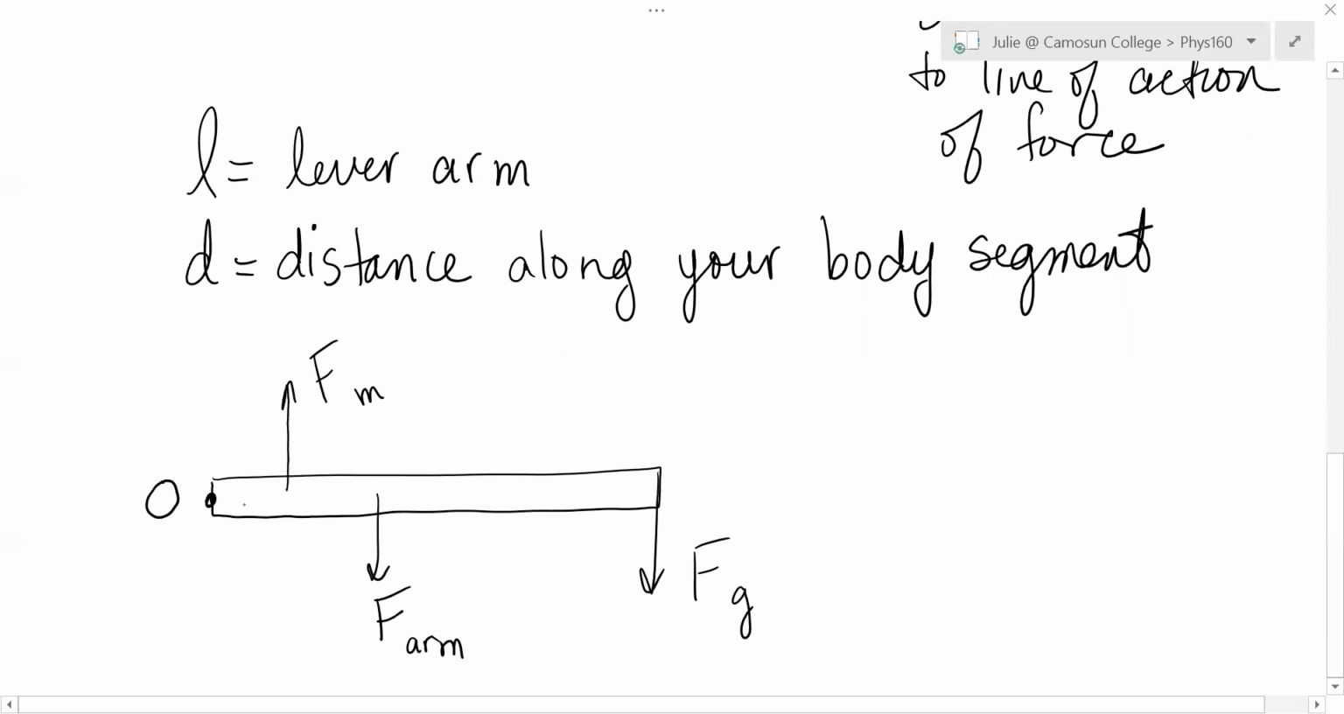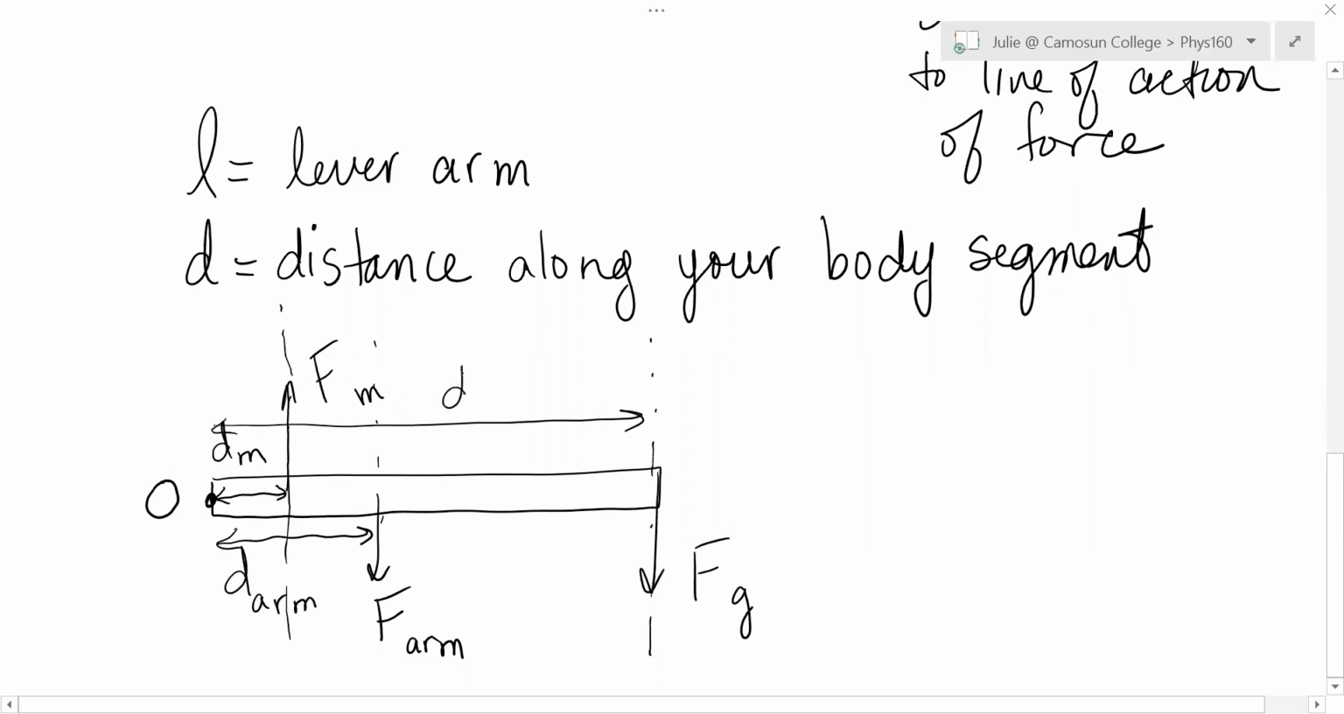Okay, and in this case, the lever arms and the distances along your body are equal because these are already perpendicular to your body here. So this would be D, always from the axis to the force. That'd be D for the muscle. That would be D for your arm. And this would be D for the dumbbell. We'll just say weight.